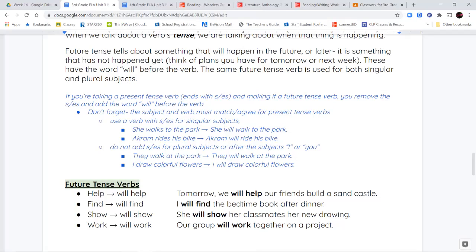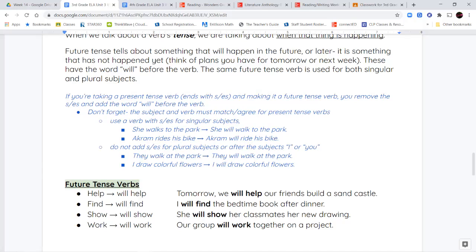So instead of saying she walks to the park, if I want to make it into a future tense, I'll say she will walk to the park. So I took the s off of the word walks, and I left it at just the base word walk, and I added the word will before it. Akram rides his bike, or Akram will ride his bike. So rides with an S, that S is removed. We add the word will before it, and it becomes will ride.